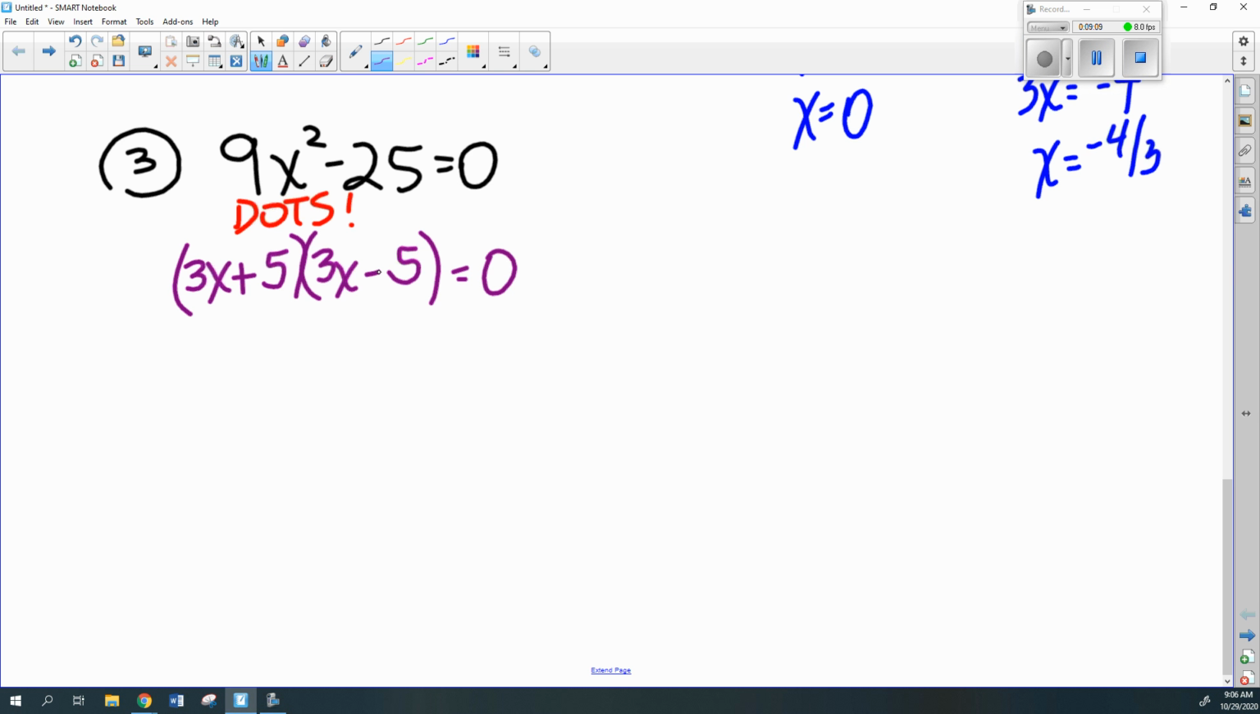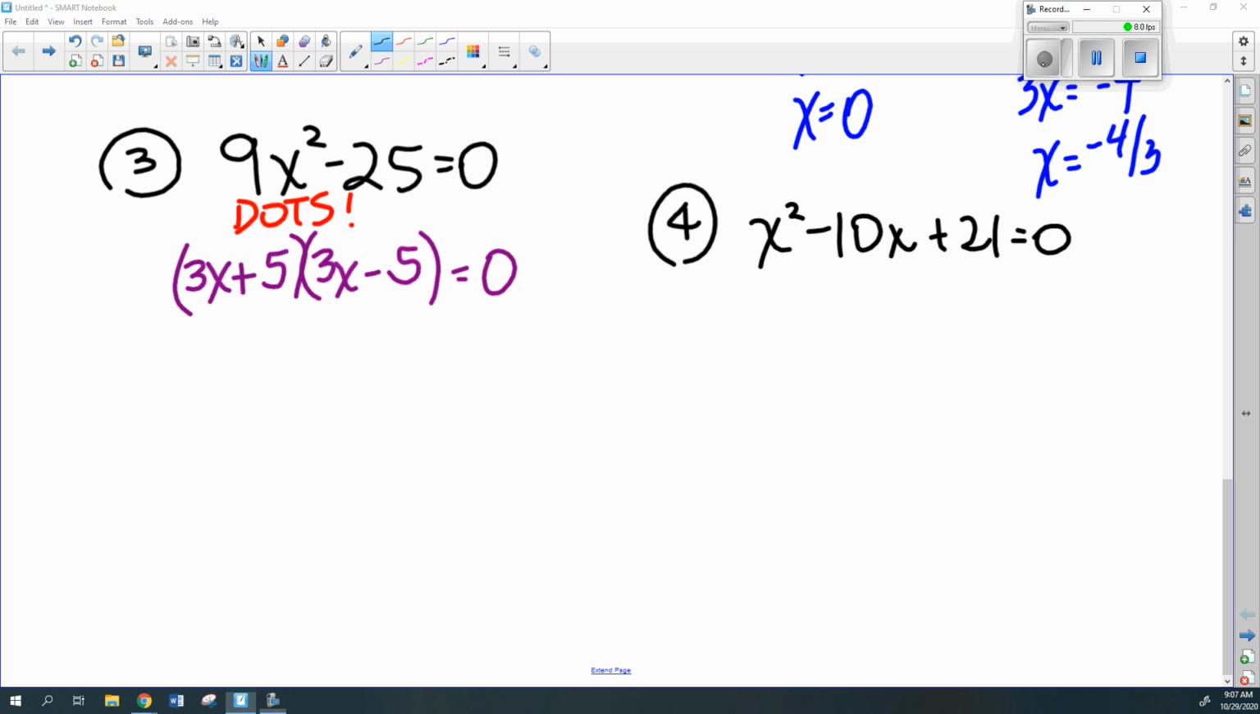Does anybody remember what we call it when we have a binomial times almost the same binomial? One's a plus and one's a minus? Start with a C. Conjugate. Conjugates always give you dots. So now you should be able to set each one equal to 0 and solve. Take a second and do that, please. What'd you guys get? And positive 5 over 3. Very good. Anybody need to see the work?